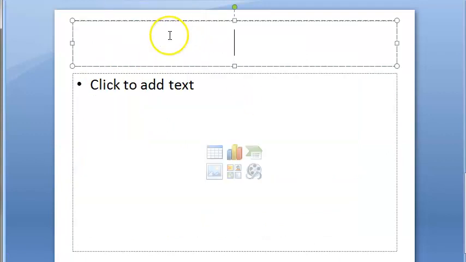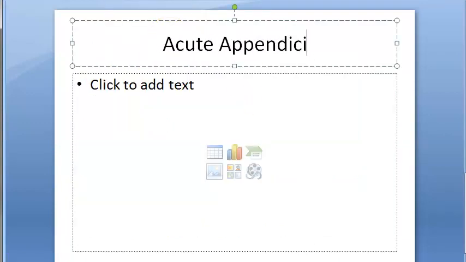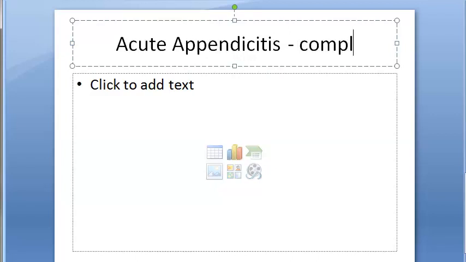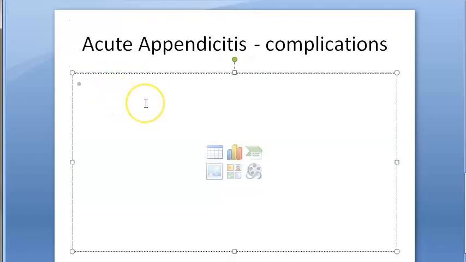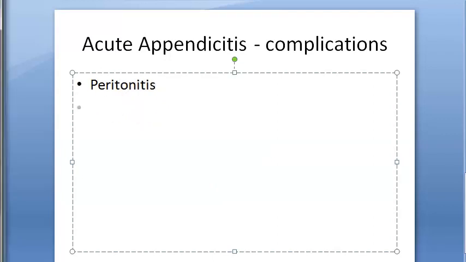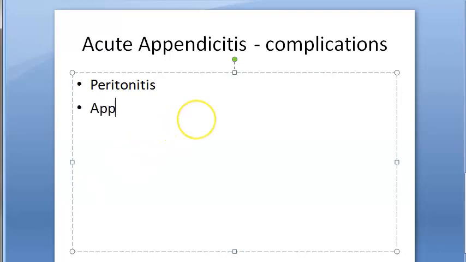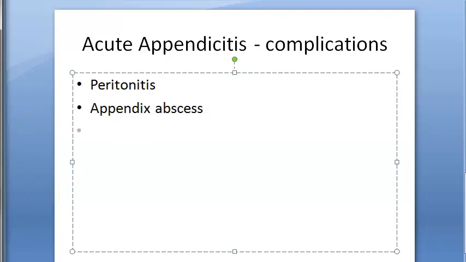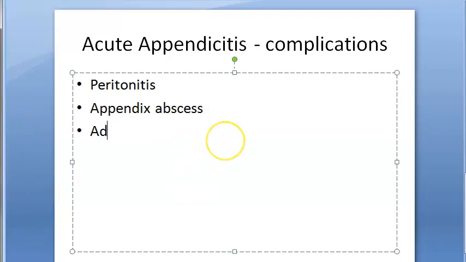So if it is acute appendicitis, what will be the complications? Complications you will see will be peritonitis, then you will see appendix abscess, then you will see adhesions, portal phlebitis.